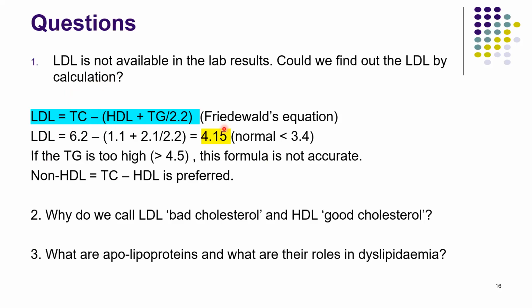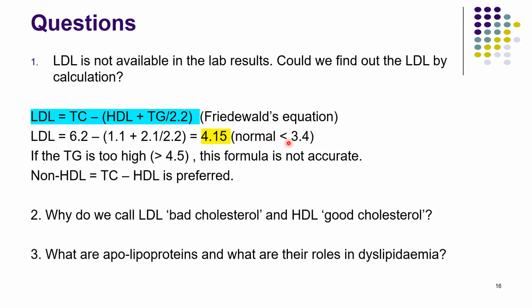This is called Friedewald's equation. The LDL equals total cholesterol minus HDL, and actually minus again triglyceride divided by 2.2, or if we put it under bracket, so it's plus. So the total cholesterol minus this, we get 4.15.